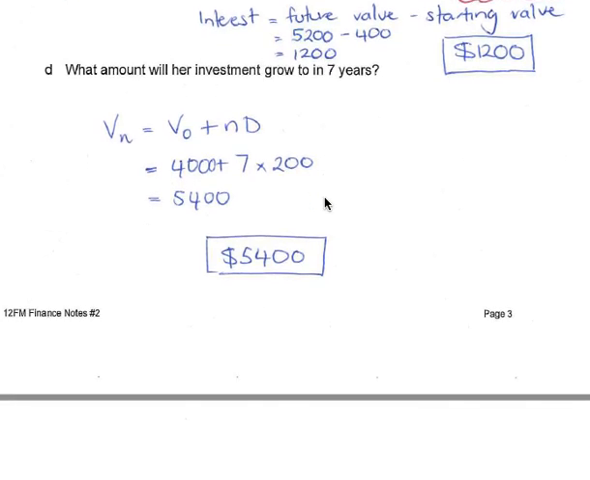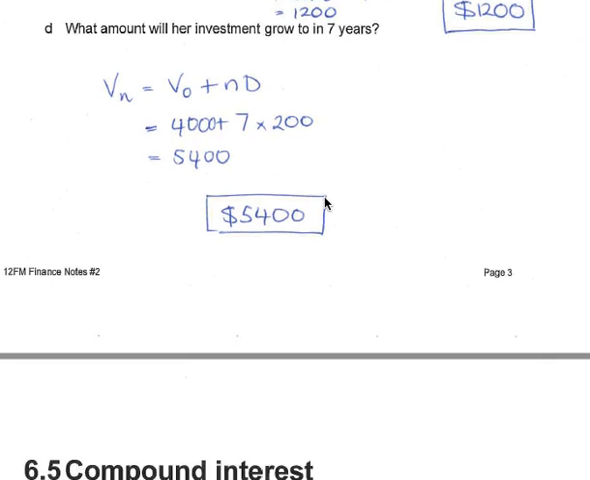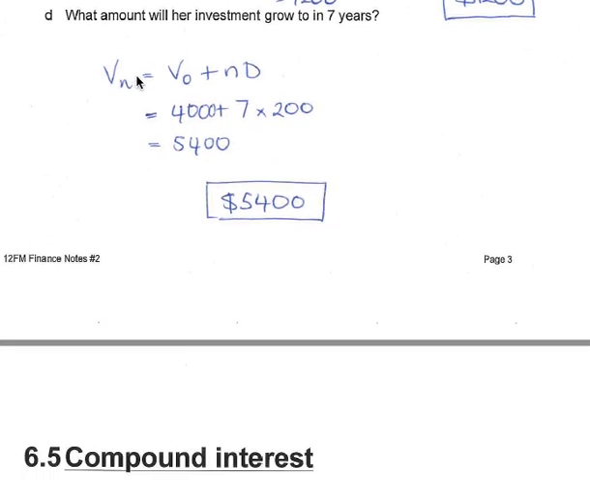What will her investment grow to in 7 years? Again, we use the general formula. The initial value is 4,000. The number of years is 7, and the rate that we're going up is 200 every year. So if we put those in, we end up with $5,400 over 7 years.